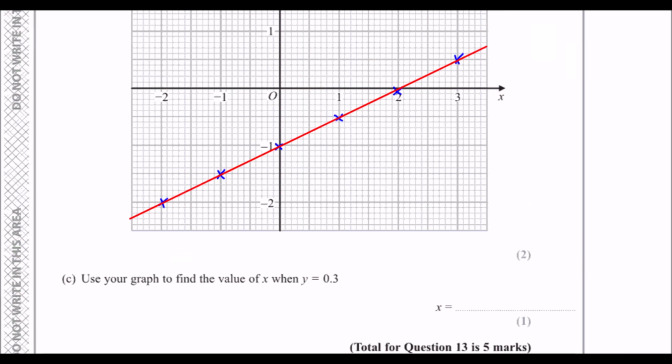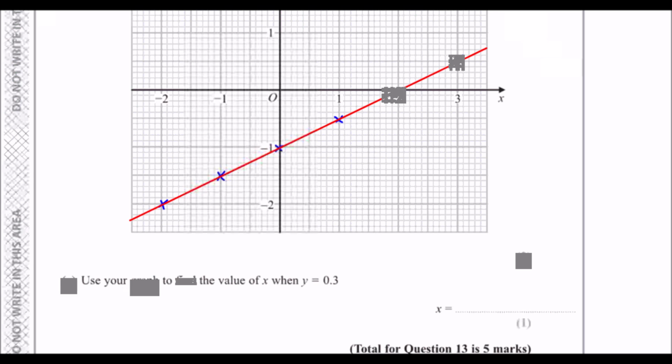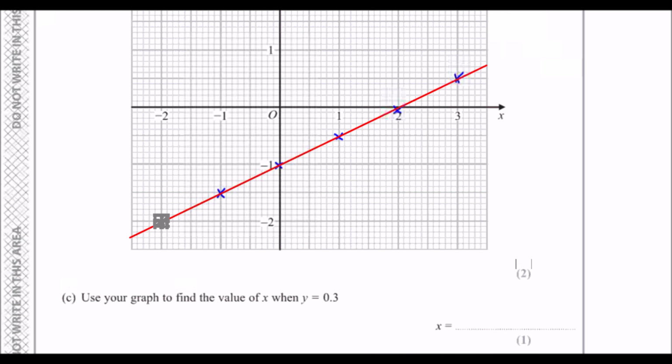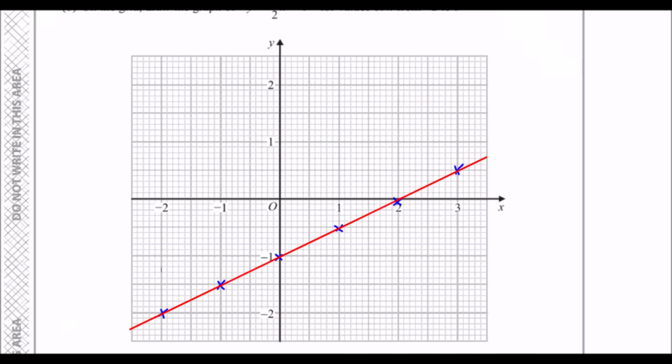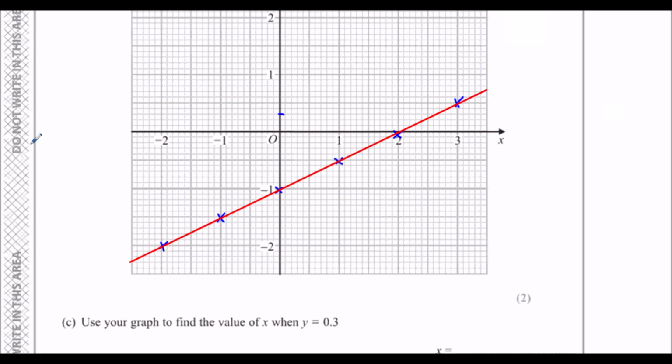Part C, use your graph to find the value of x when y equals 0.3. So where's y equals 0.3 on the graph? So here's the y-axis. So 0.3, 0.1, 0.2, 0.3. So when y is equal to 0.3, what is x?